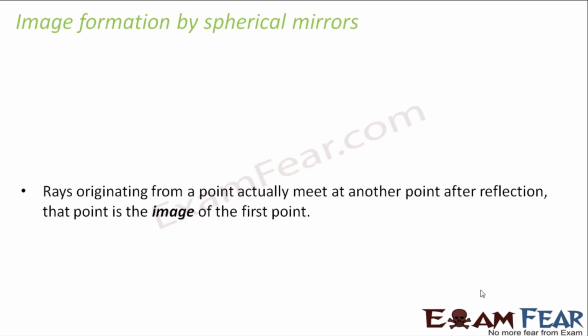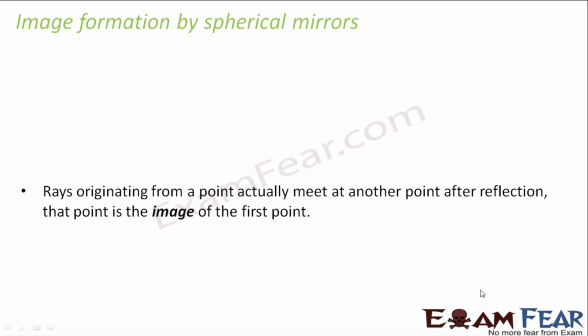So now we will look at image formation by spherical mirrors. How do spherical mirrors form images of different objects placed at different locations? Now there are a few important things we will talk about before we start with the topic. First thing is, where exactly is the image formed, or what is the concept of formation of image in case of a spherical mirror?